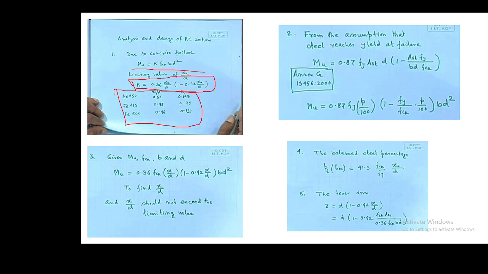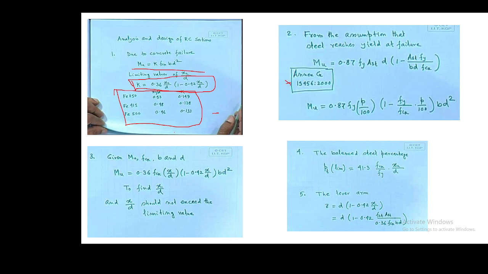Okay. So the second is from the assumption that the steel reached yield at failure. For that, the formula is 0.87 Fy AST D into bracket 1 minus AST Fy by BD FCK. Yeah, so it's also given here.